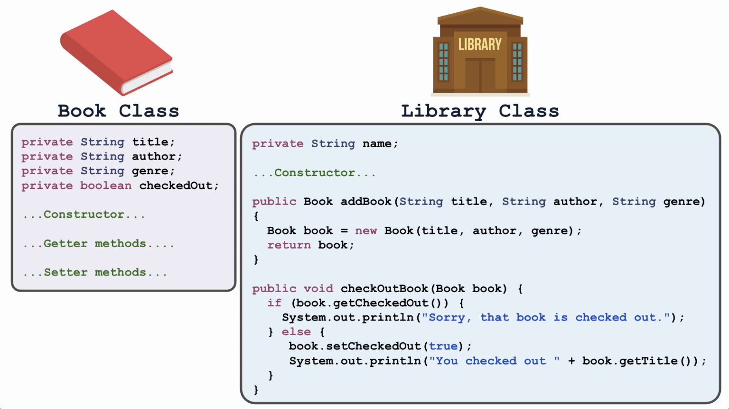The second class is the library class. This class has two methods, a method to add a book to the library and a method to check out a book from the library. Notice how the addBook method creates a book object and returns it, and the checkoutBook method has a book object as a parameter. Let's walk through a program to see what happens when you pass in and return reference variables.